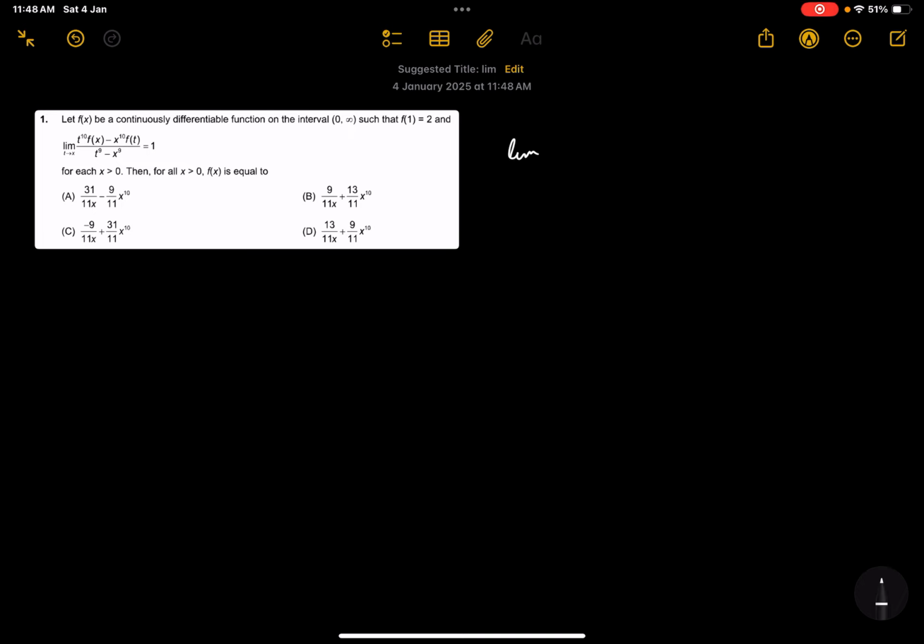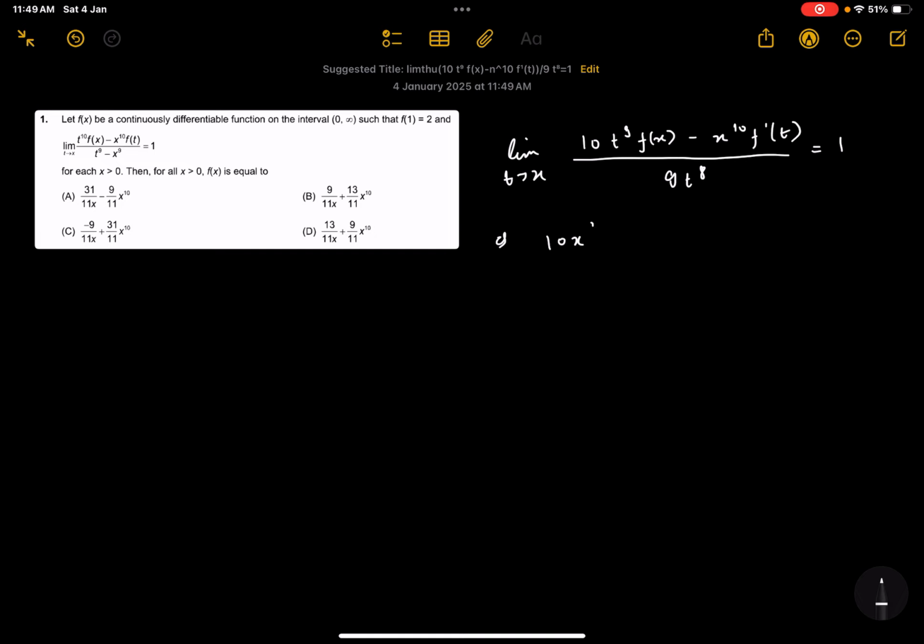We'll get limit t goes to x of d by dt of the numerator, which is 10 t to the power of 9 f(x) minus x to the power of 10 f prime(t), upon 9 t to the power of 8. Now this is not a 0 upon 0 form, so it simply becomes 10 x to the power of 9 f(x) minus x to the power of 10 f prime(x) upon 9 x to the power of 8.